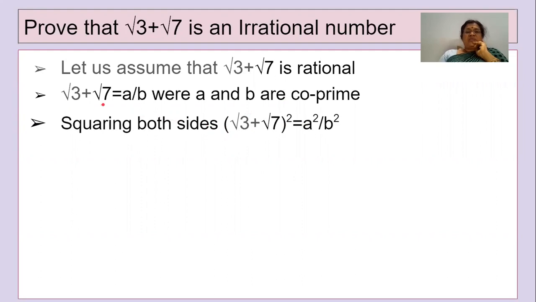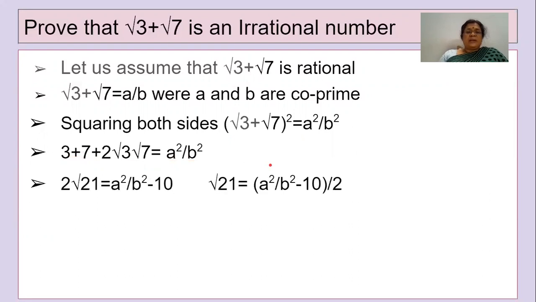Here, on the left side, two roots are there. So in this step, we have to square on both sides like this. The third step will be when you square on both sides. So this is the formula for a plus b whole square, isn't it? So a square plus b square plus 2ab. So here root 3 the whole square, you'll get 3. Root 7 the whole square, you'll get 7. 2ab, that is 2 root 3 root 7. And RHS will be a square by b square. So 7 plus 3, you'll get 10.